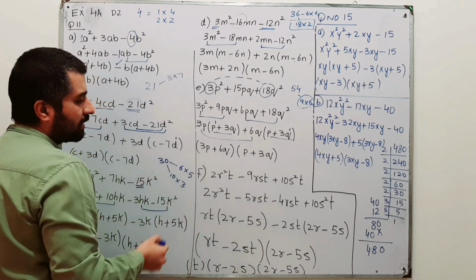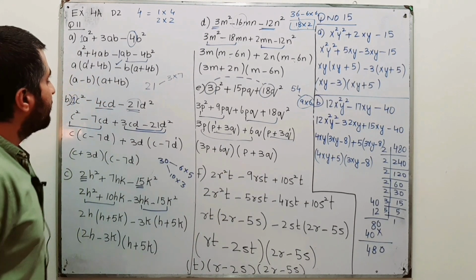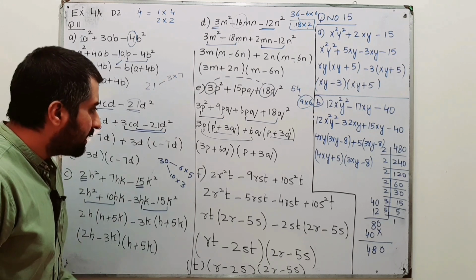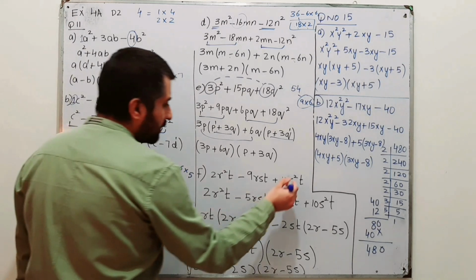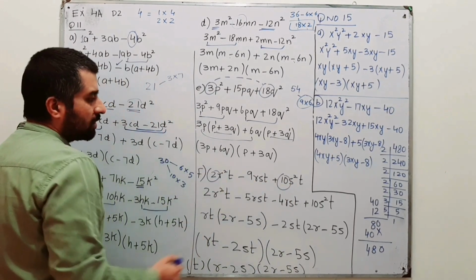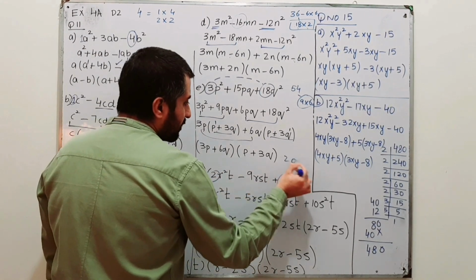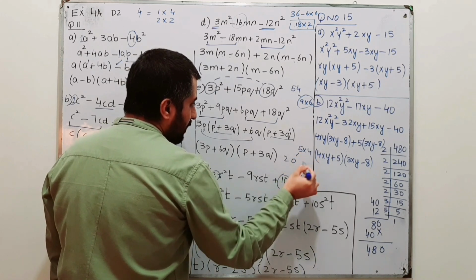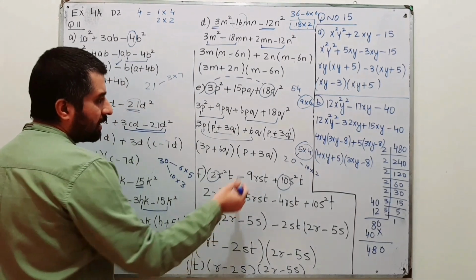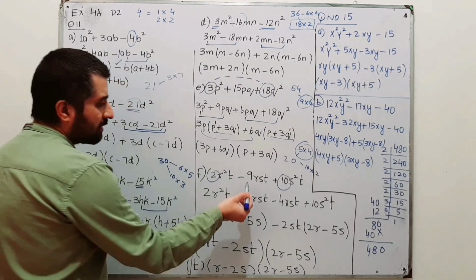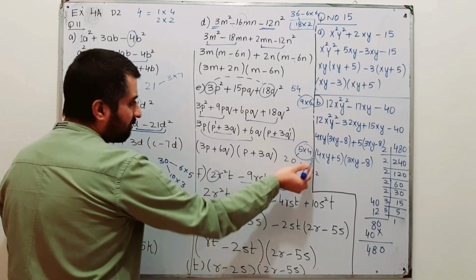These are the two factors. Part F, question number 11, exercise 4A: 2r squared t minus 9rst plus 10s squared t. Multiply the 10 and 2, you will get 20. 10 into 2 is 20. Now the factors of 20 are 5 into 4, 10 into 2. Now this pair of factors is what will give me the desired result in the middle term, that is 9. 5 plus 4 is 9.